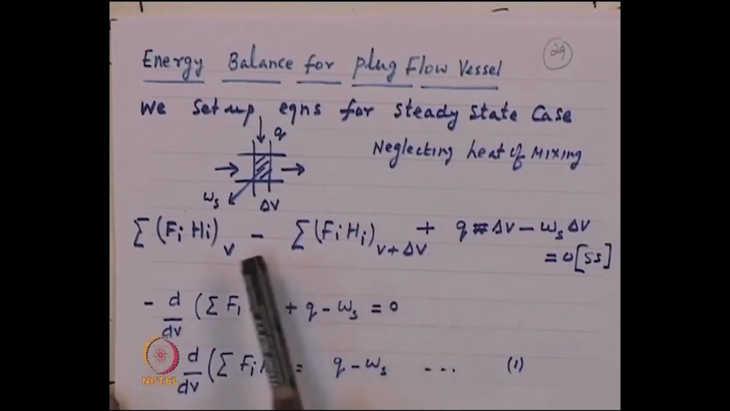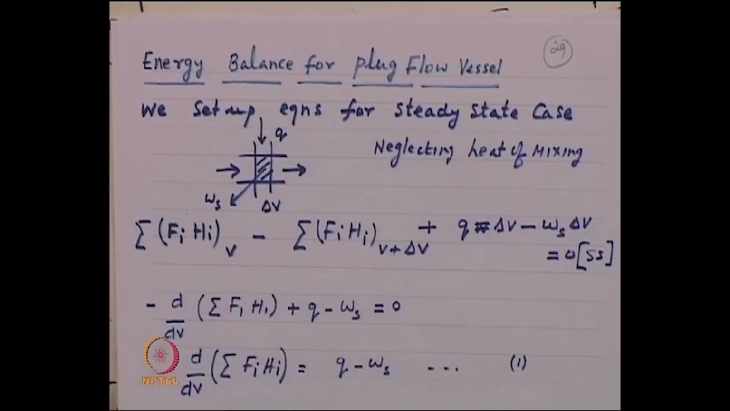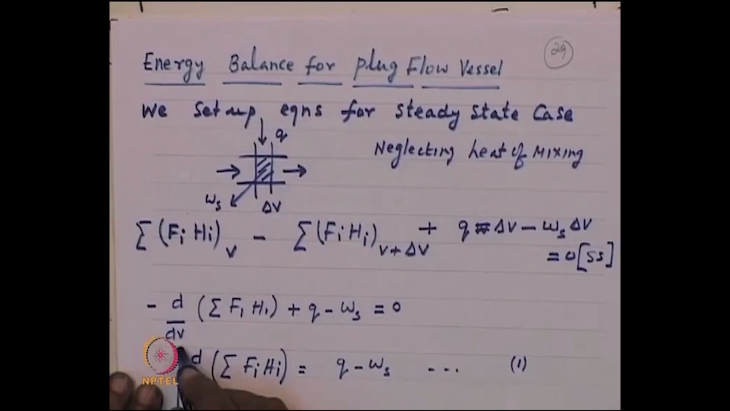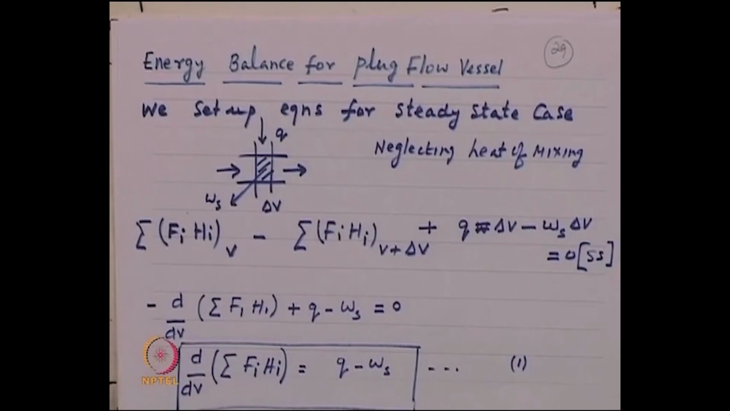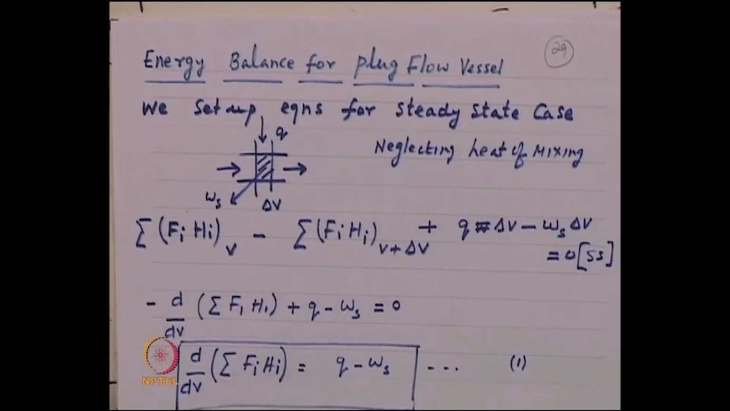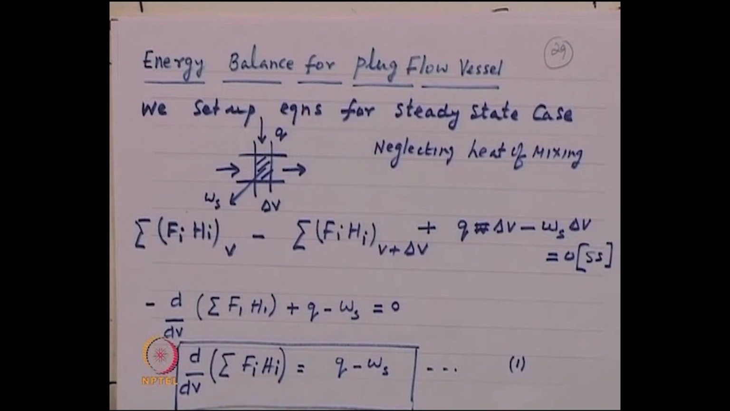So, in the limit as delta V tends to 0, the general energy balance for a plug flow vessel looks like this: d by dV of F I H I becomes Q minus W s. Now, d by dV of H I F I is what we have to deal with and put in appropriate forms, so that we can see what happens to the temperature of the equipment. For that, we know that we can expand this as F I dH I by dV plus H I dF I by dV, and our material balance equation tells us what dF I by dV is.